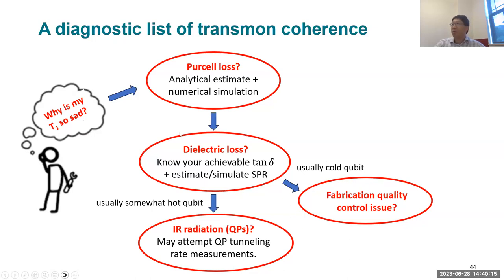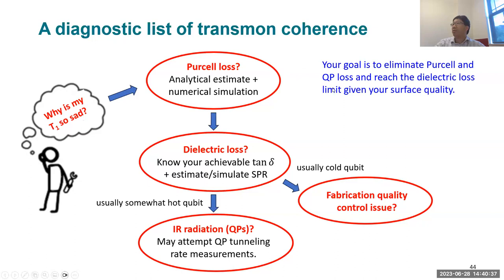Generally speaking, a poor dielectric quality, in my experience, reflects as cold loss. But if you have photon-assisted QP problems, that can give you a really hot qubit. So in any case, you have to work to suppress that and make sure a qubit is as cold to the environment temperature as you can.